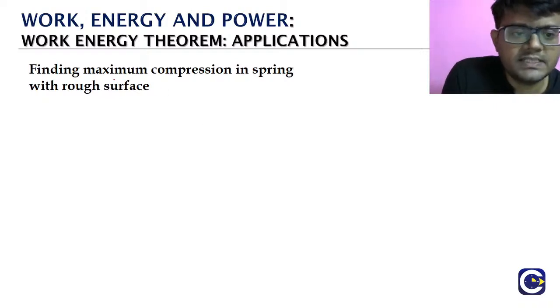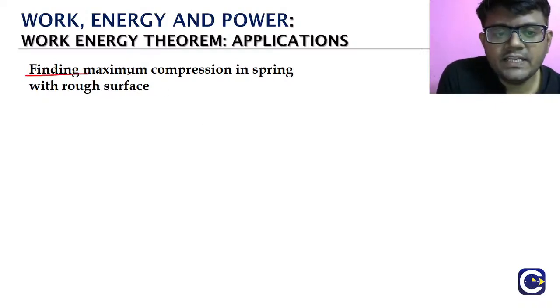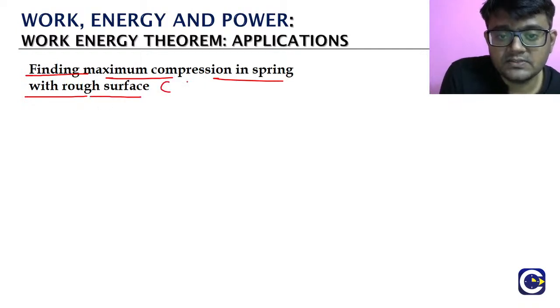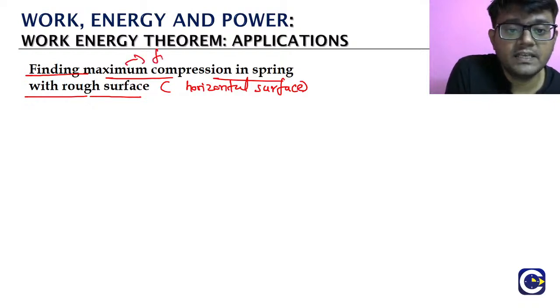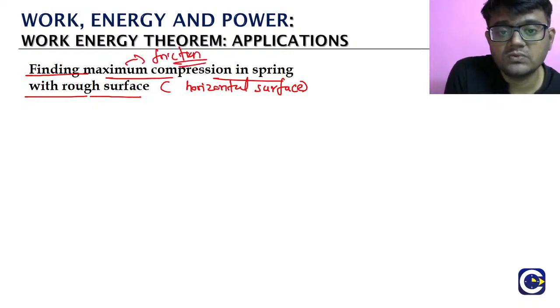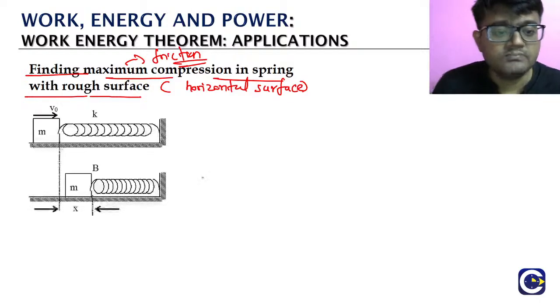So what are we beginning with? Finding the maximum compression in a spring with a rough surface. So we are looking at the horizontal surface, but the surface is rough. Rough means friction will come.